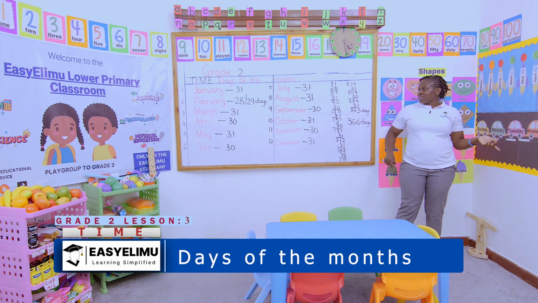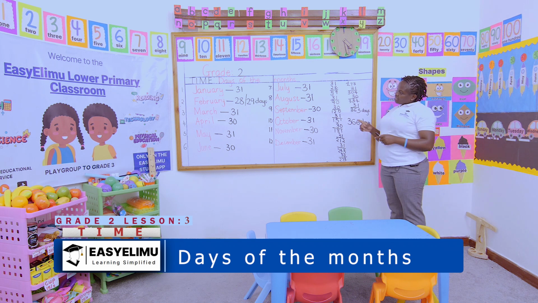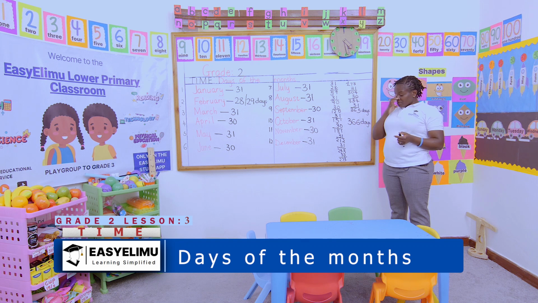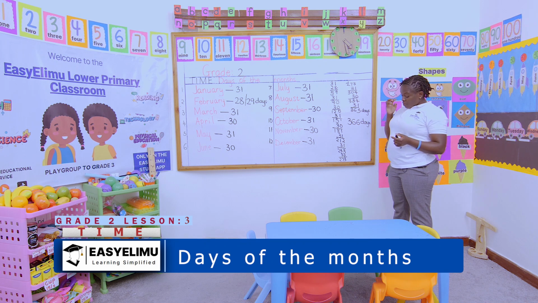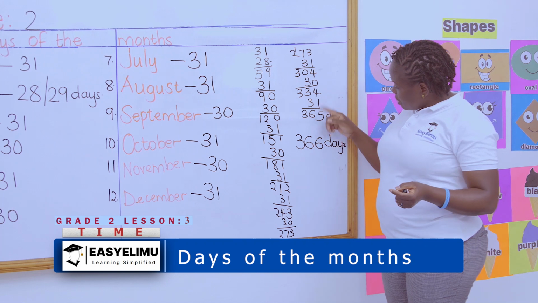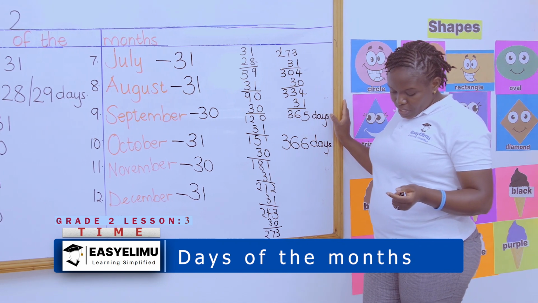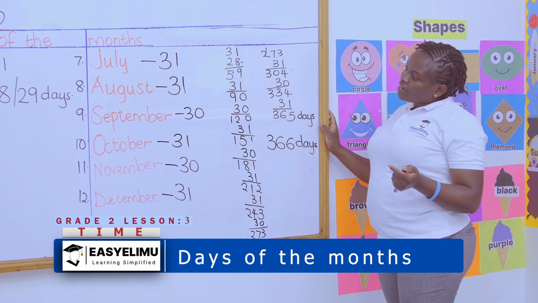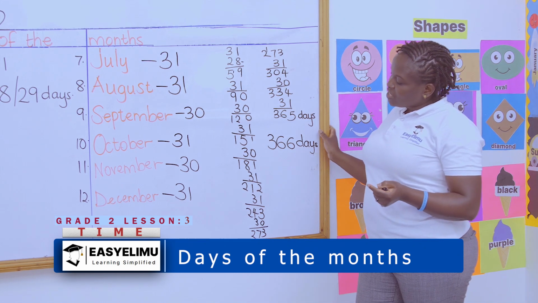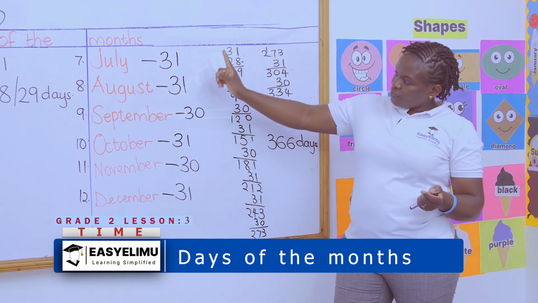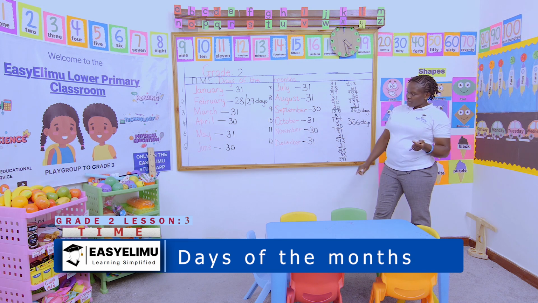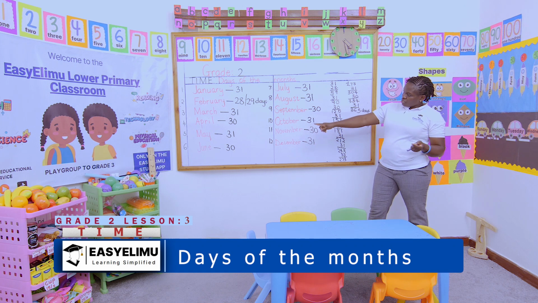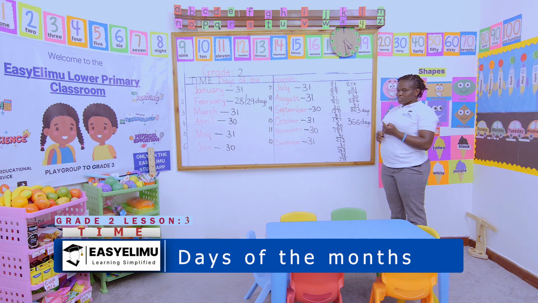The number of days never changes. The only month that will change is February. And it also depends on the year. If the year has 28 or 29 days, it will always change the number of days in a year. So how many months of the year have 31 days? 1, 2, 3, 4, 5, 6, 7. And how many months of the year have 30 days? 1, 2, 3, 4.